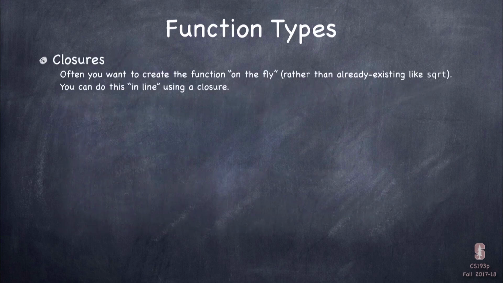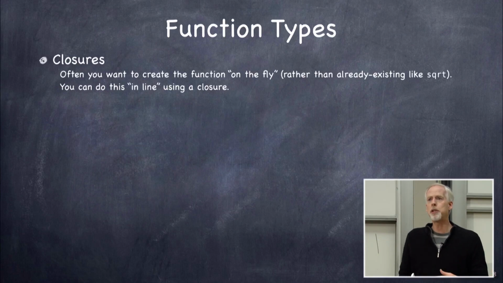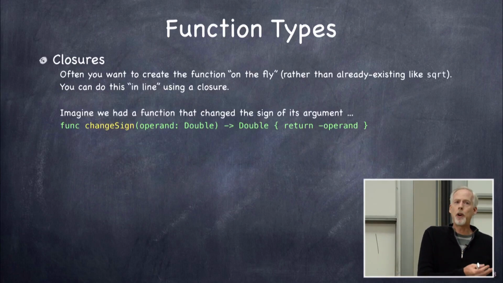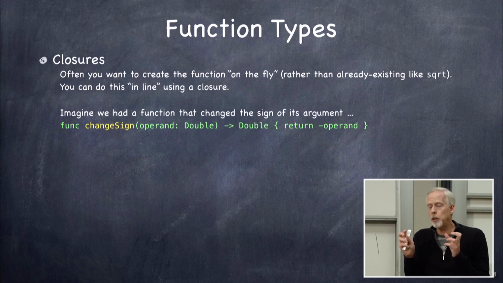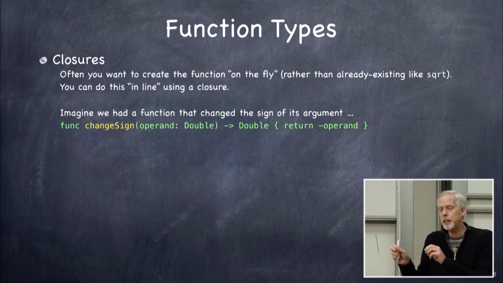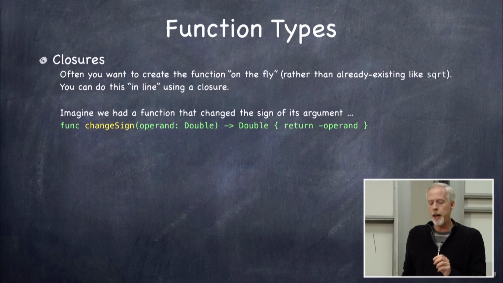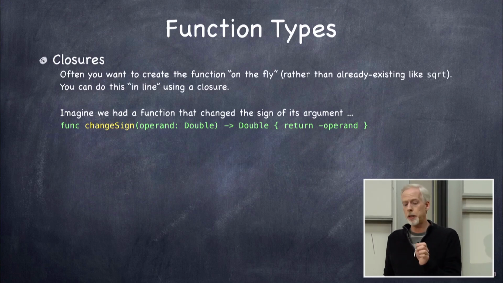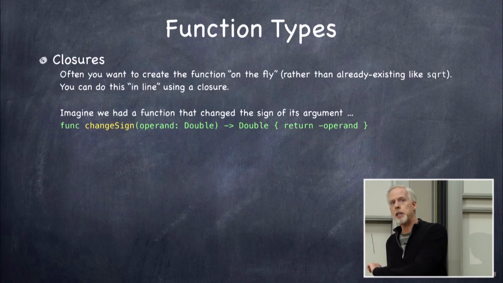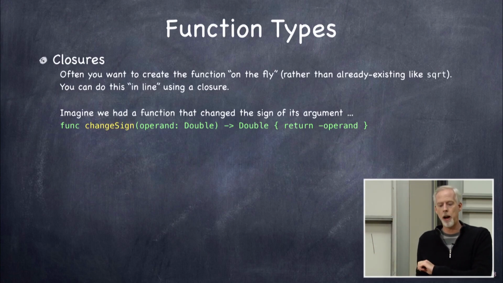Functions will be. Now, a lot of times, the function you want to pass doesn't already exist, so it forces you to go write a function to pass in. For example, let's say I had the function changeSign. There's no thing like square root that does change sign. So I have to write a really simple little function here, changeSign, that takes a Double and returns a Double, just like square root, and it returns minus the operand. So I'm changing the sign of the operand here.